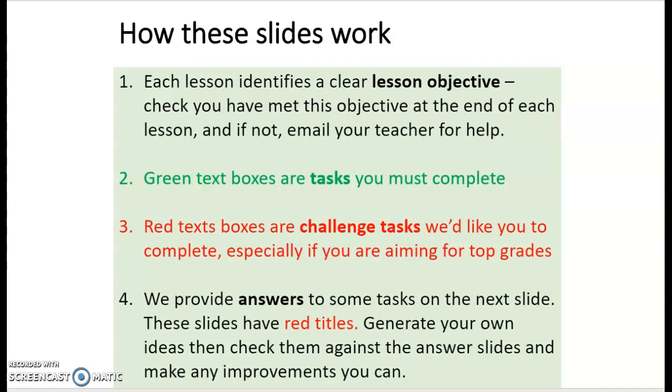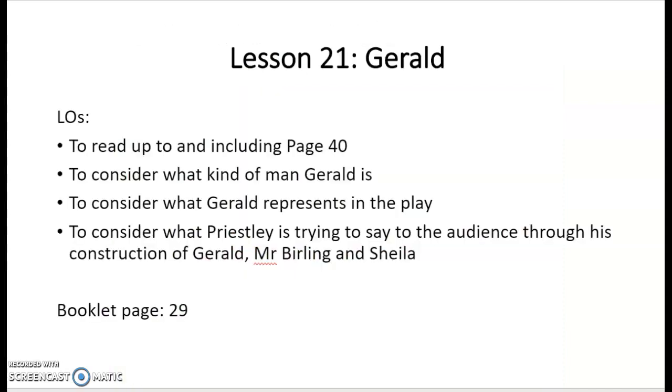The green text boxes are tasks you have to complete, and the red are challenge tasks. So we're going to start by looking at the lesson objectives. As I say, we're going to be focusing on Gerald's character today. We will read up to page 40. You'll consider what kind of man Gerald is, what he represents in the play, and finally what Priestley is trying to say to the audience through the construction of Gerald, Mrs. Birling, and Sheila as well. So you will be looking at page 29 in your booklet today and carrying out the tasks.